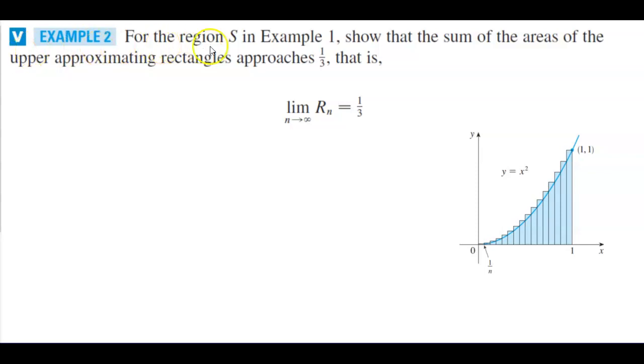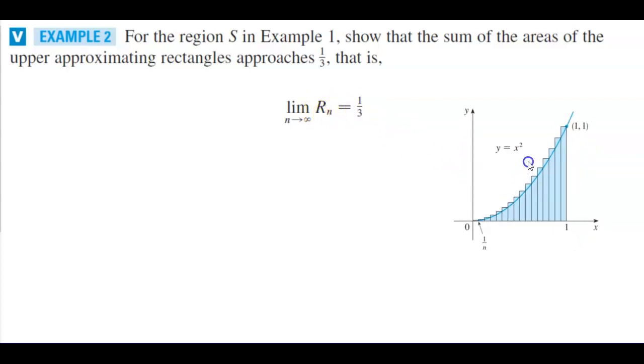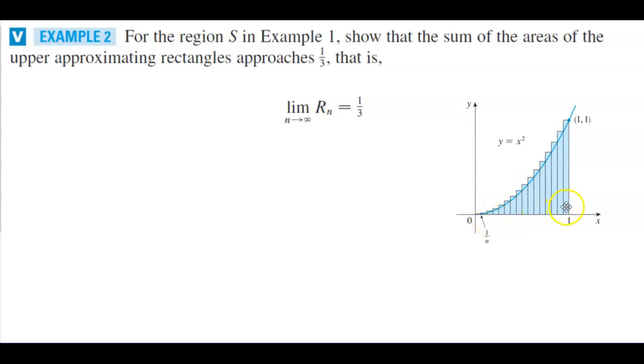Example 2. For the region S in example 1, we want to show that the sum of the areas of the upper approximating rectangles approaches 1/3. That is, if we take the limit as n approaches infinity of the right endpoints with a subscript of n, does that equal 1/3? So here is our graph. Here are our rectangles. Again, we're using y equals x squared, and we're looking at the value of 1/n.